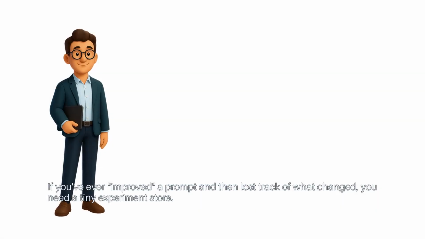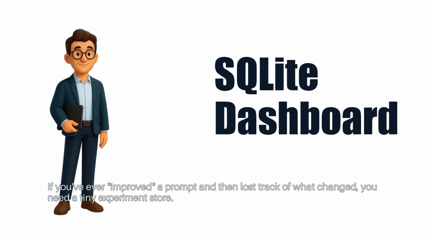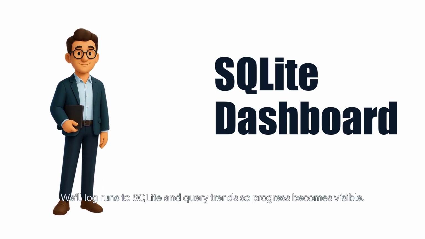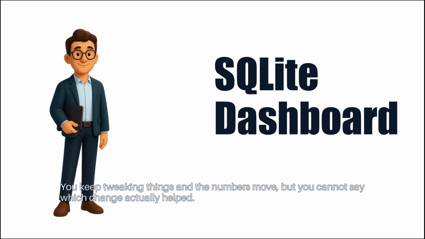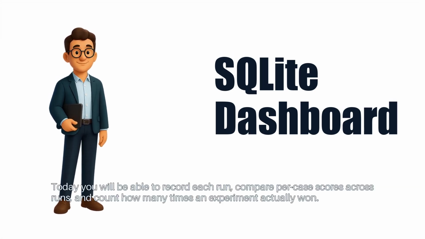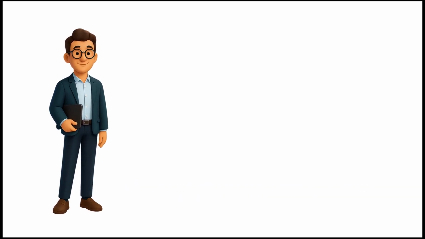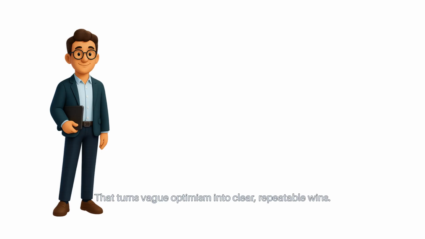If you've ever improved a prompt and then lost track of what changed, you need a tiny experiment store. We'll log runs to SQLite and query trends so progress becomes visible. You keep tweaking things and the numbers move, but you cannot say which change actually helped. Today you will be able to record each run, compare per-case scores across runs, and count how many times an experiment actually won. That turns vague optimism into clear, repeatable wins.